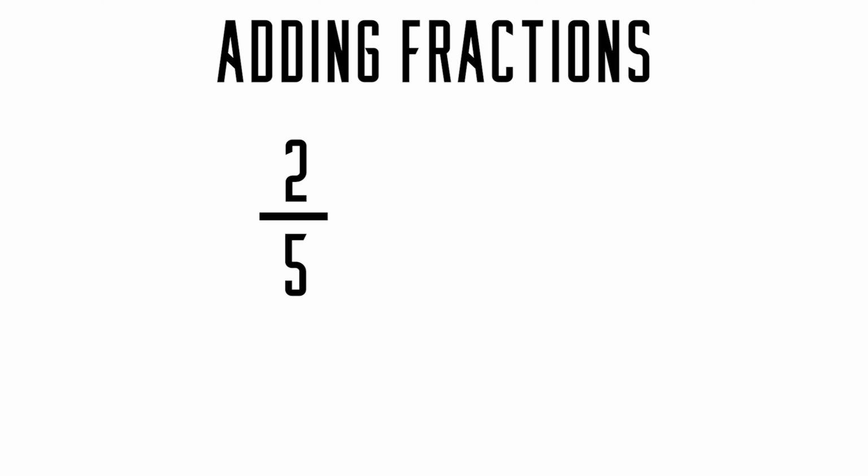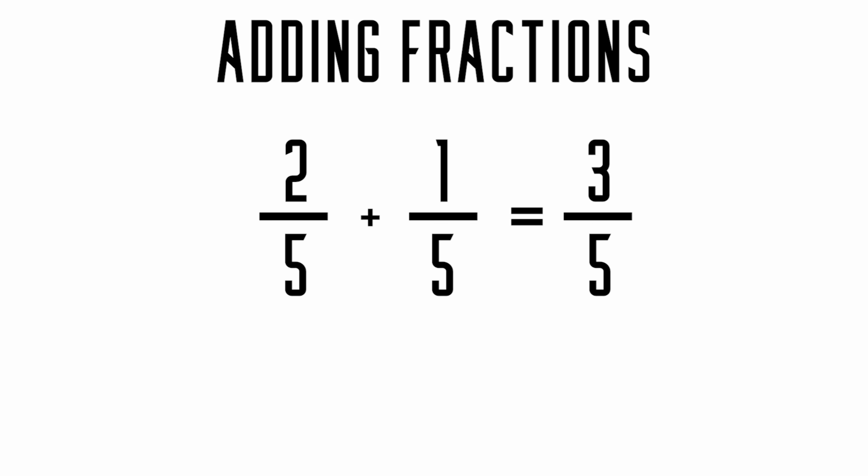If we have a question such as 2/5 plus 1/5, that is an easy sum to do because we have the same number, or same denominator, at the bottom part of our fraction. So 2/5 plus 1/5 is 3/5.